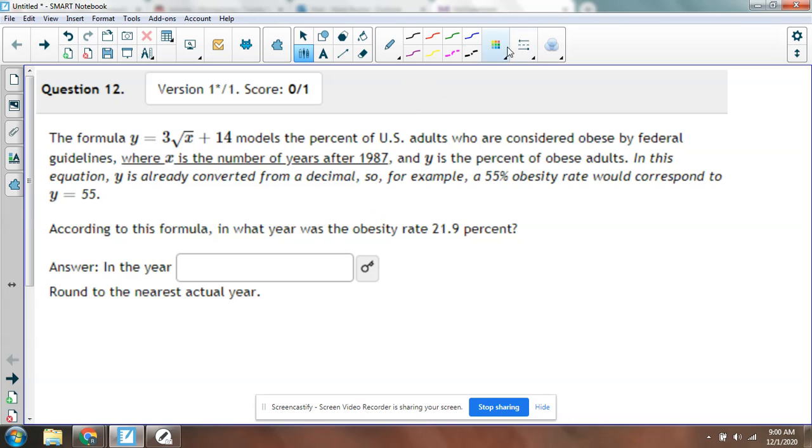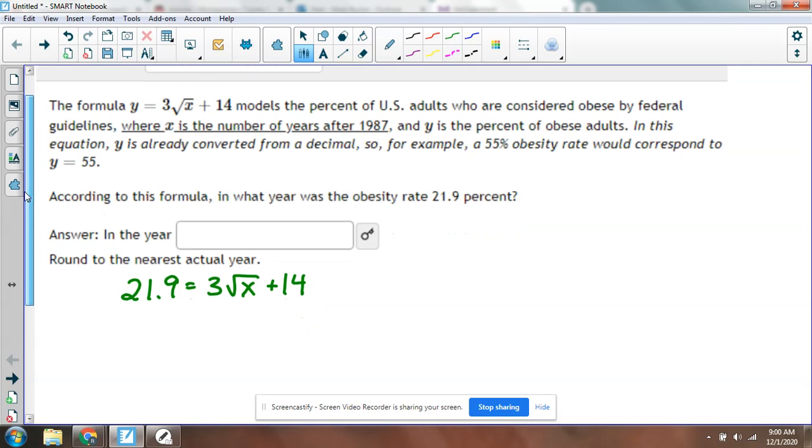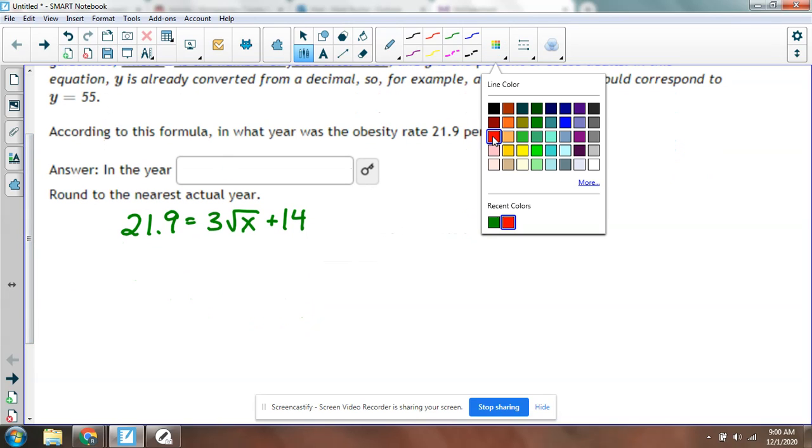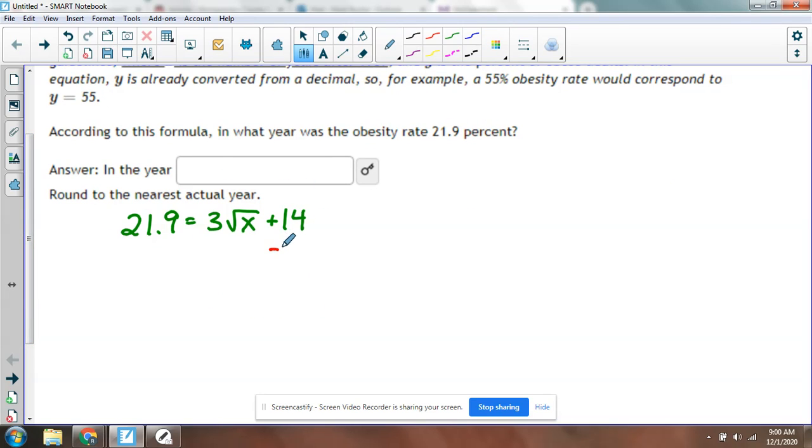So I'm just going to set this equation equal to 21.9%. So 21.9% equals 3 times the square root of x plus 14. The goal here is just to get the x by itself. So the first thing we're going to do is get rid of this 14. So I'm going to subtract 14 from both sides. So this is going to give me 7.9 equals 3 times the square root of x. Still want to get the square root by itself, so I'm going to divide both sides by 3.